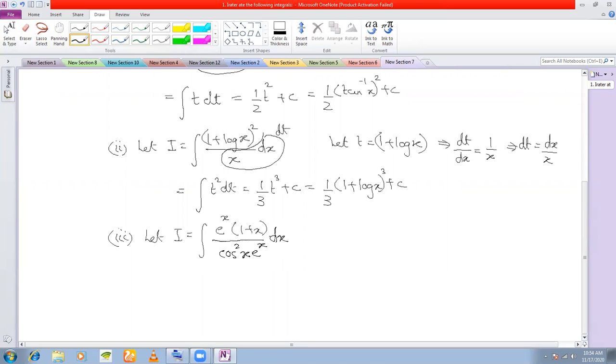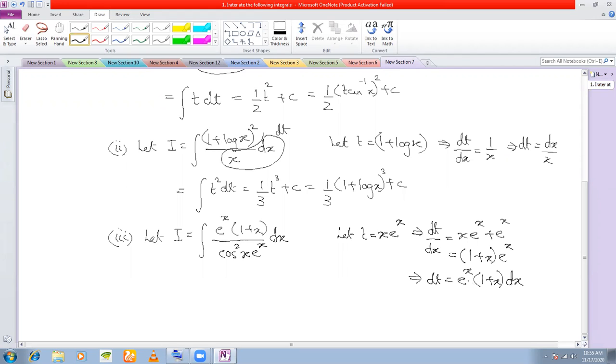And remember, this is a very important derivative also: the derivative of x e to the power of x is e to the power of x into 1 plus x. So that is why you substitute t is equal to x e to the power of x. Therefore, dt/dx is x e to the power of x plus e to the power of x, by the u into v rule. Therefore, you get this as 1 plus x into e to the power of x. So dt is e to the power of x into 1 plus x dx.